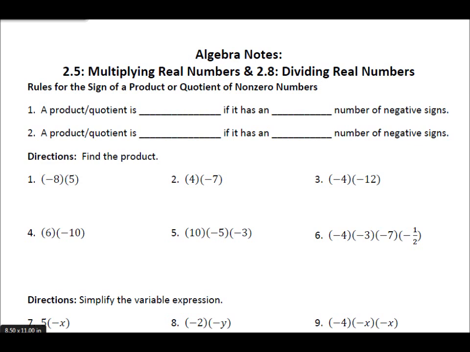So for our information at the top here, our rules for the sign of a product or quotient of non-zero numbers. A product or quotient is negative if it has an odd number of negative signs. However, a product or quotient is positive if it has an even number of negative signs. So we're going to do our multiplication or division, and then we're going to look at the number of negative signs that we have, and that's going to tell us whether our final answer is going to be positive or negative.